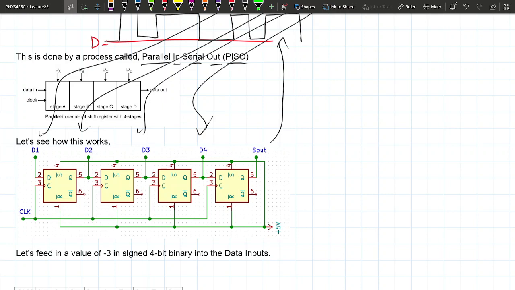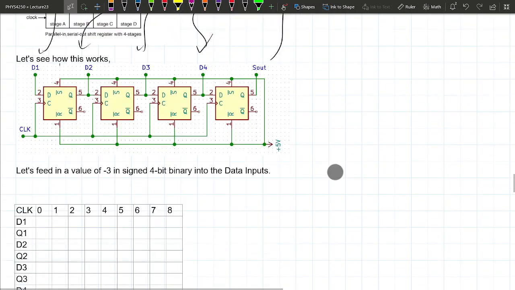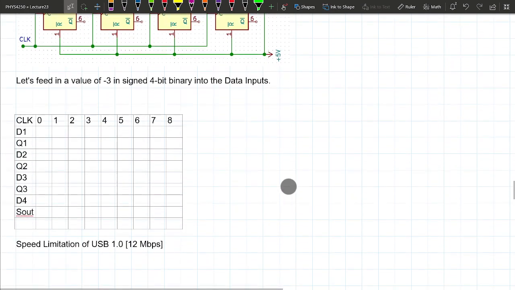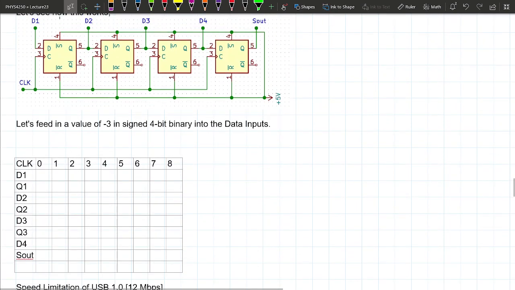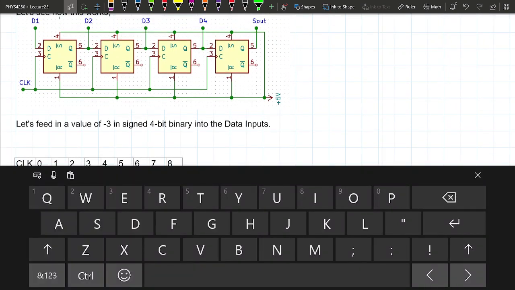Everybody set? And this is why the name is called shift register. You're shifting this register over, this information over 1 bit at a time. All right, let's try to go through this not in like 20 minutes like last time with the other one.